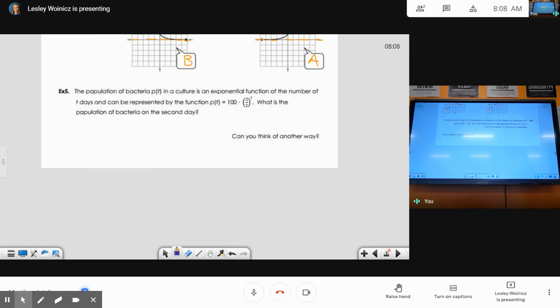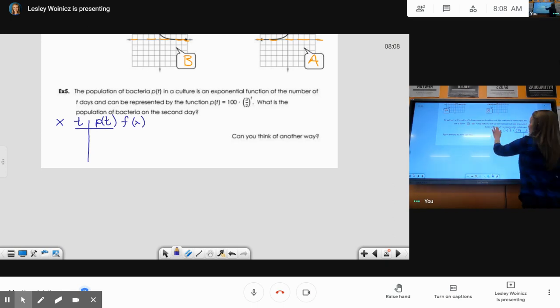The population of bacteria, P of T, in a culture is an exponential function of the number of T days and can be represented by the function P of T equals 100 times 3/2 to the T power. What is the population of bacteria on the second day? So this is what we're given. We're given T and P of T. So this is like the X, and this is like the F of X, or the Y, with a promise that it's a function. Okay?